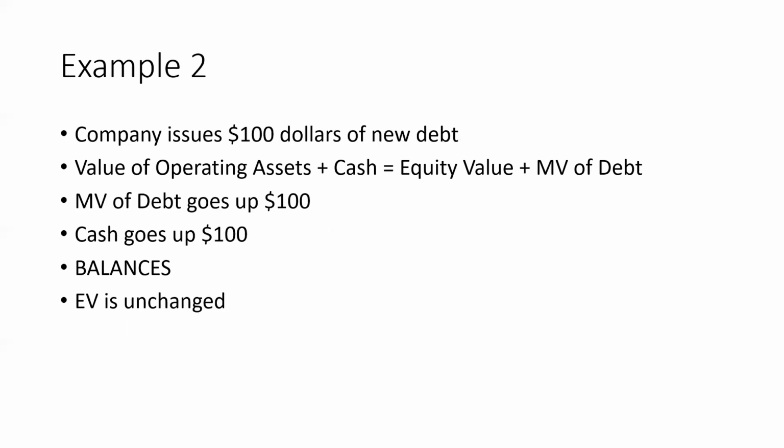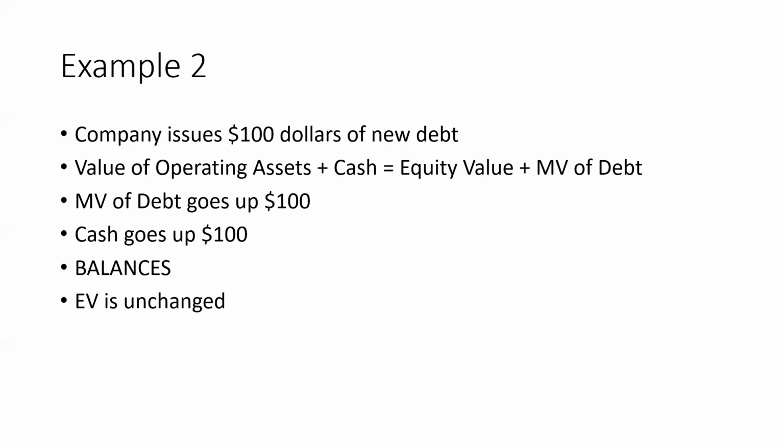Example 2, company issues $100 of new debt. So the market value of debt is going up by 100 and cash is going up by 100. This balances, but enterprise value is unchanged. And this is strange, right? But the reason is that no operating assets are being affected. This is the key point here you need to know.